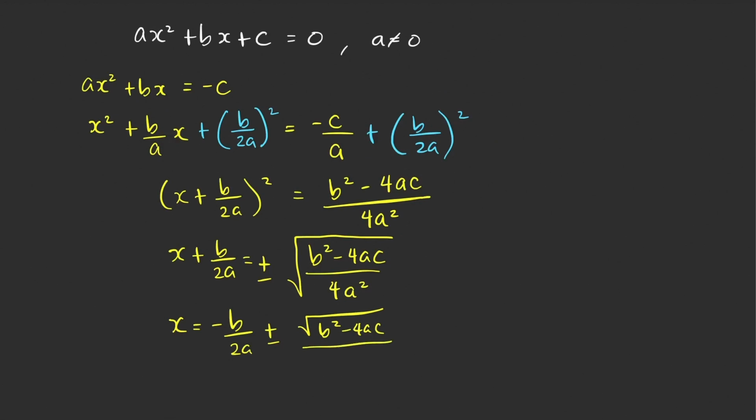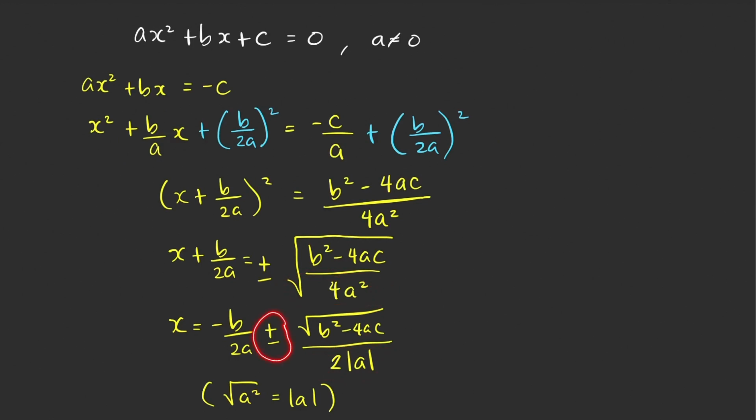And what is the square root of 4a squared? The square root of 4a squared is actually 2 times the absolute value of a. Keep in mind that the square root of a squared is equal to the absolute value of a. But I think in most textbooks, they don't usually write this absolute value of a, and they only replace the square root of 4a squared by 2a. And the reason behind that is actually because of this plus minus sign here.